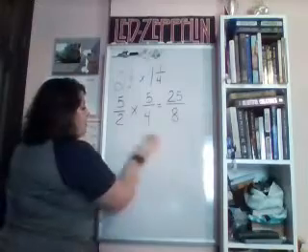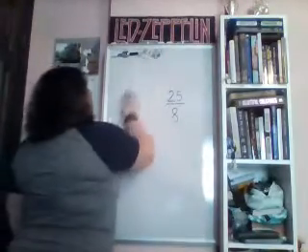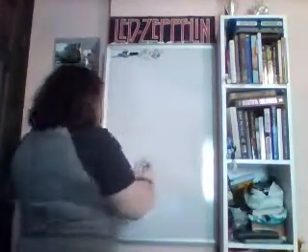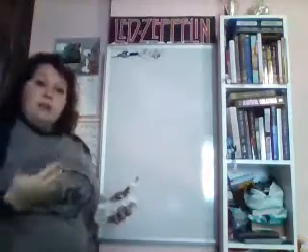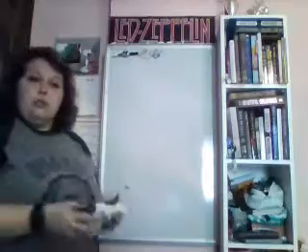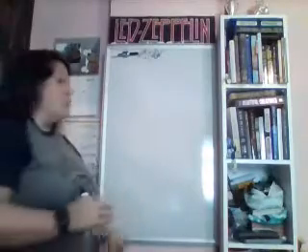Okay, so that's multiplying. Let's switch gears and go into dividing fractions. Again, the only thing that's going to be different is that initial step where we're going to flip that fraction.